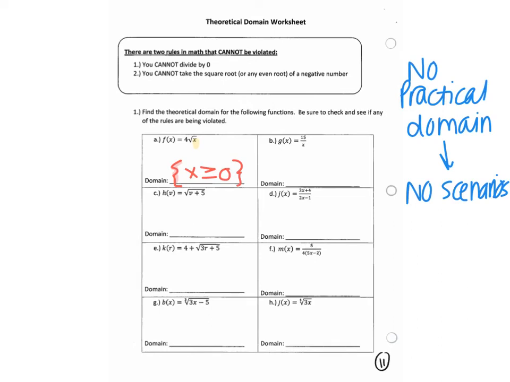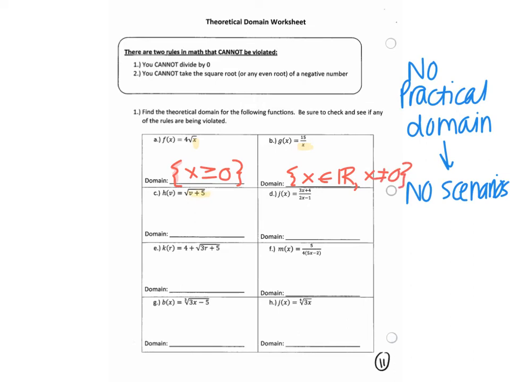For this next one, x can be anything as long as it's not 0, because as soon as x is 0, I'm dividing by 0, which is not allowed. So my domain is that x can be any number except for 0.